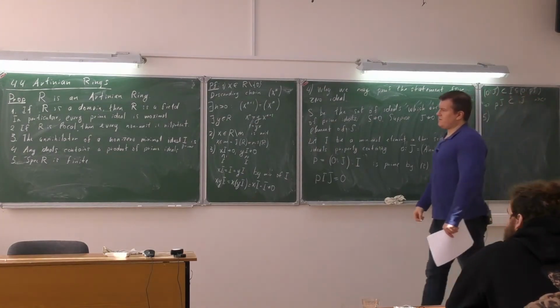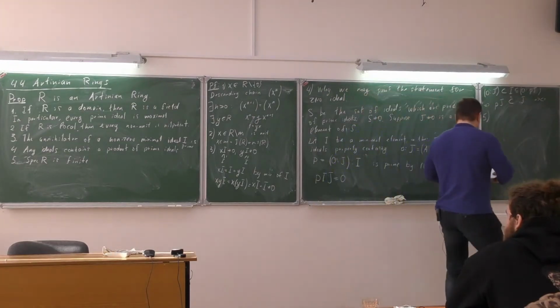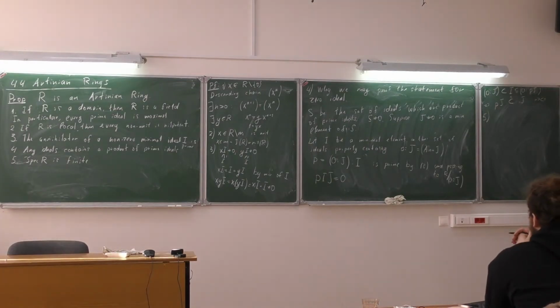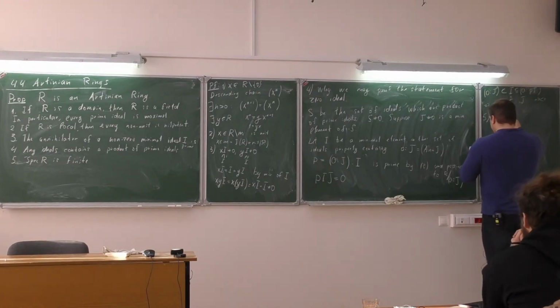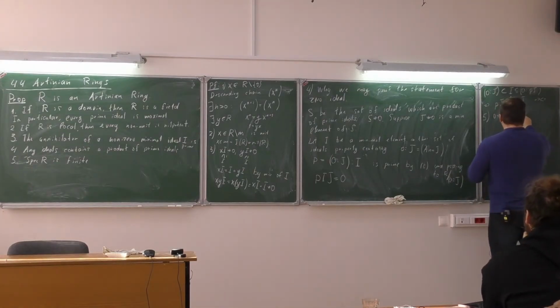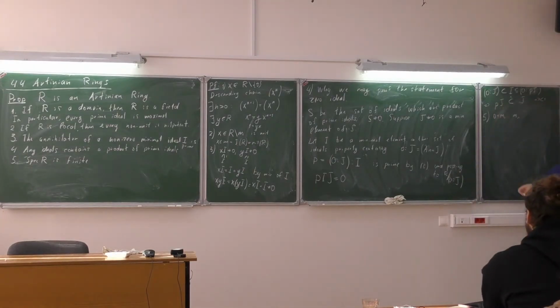Finally, part 5. Part 5 is actually quite simple. Now we proved that the zero ideal is a product of prime ideals. And since the zero ideal is contained in any ideal containing a product of prime ideals, in particular the zero ideal you can present as some product of prime ideals. Okay, so the last part is relatively easy. So I can say that the zero ideal is the product of prime ideals, but I know that primes are the same thing as maximal ideals. Right? So this is a finite product of maximal ideals.